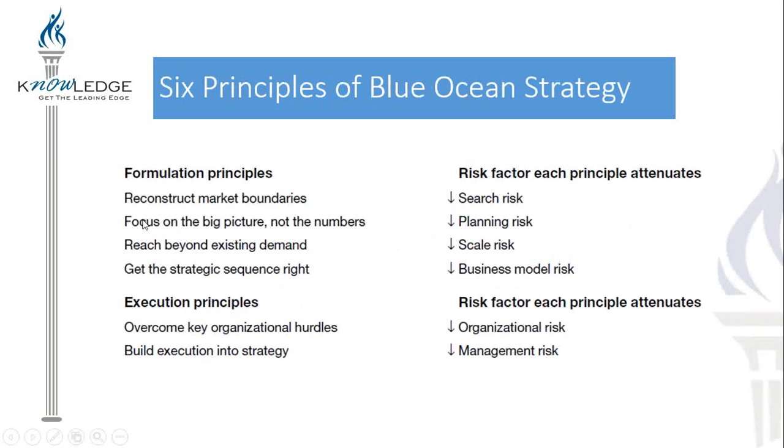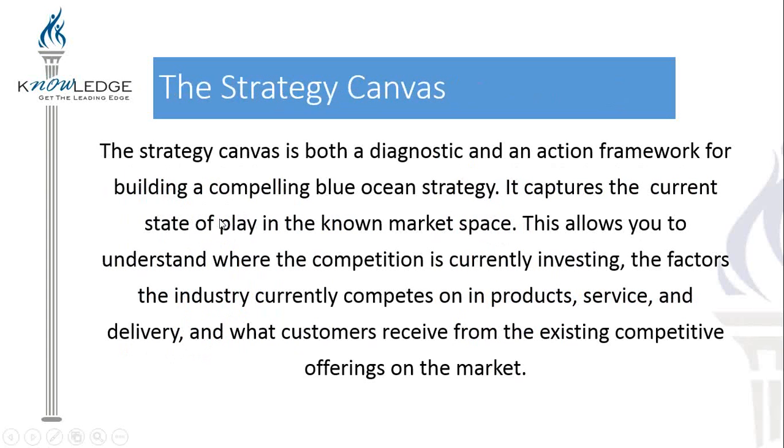The most important concept in this framework is focusing on the big picture. We have already talked about reconstructing market boundaries. There are several tools that we can apply, and I'll be showing with examples how different organizations have reconstructed their market boundaries. But first, learn what this big picture is about. This big picture in Blue Ocean strategy is called the strategy canvas. It is both a diagnostic and an action framework for building a compelling Blue Ocean strategy. Blue Ocean strategy has its roots in value innovation, as I already told you. But in order to build a Blue Ocean strategy, it roots itself on a strategy canvas.